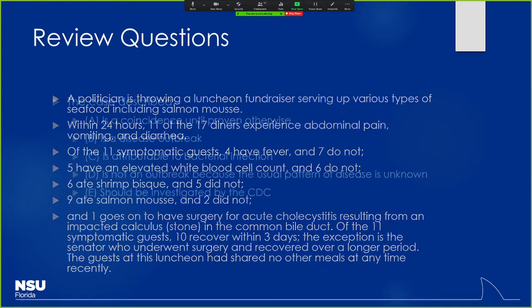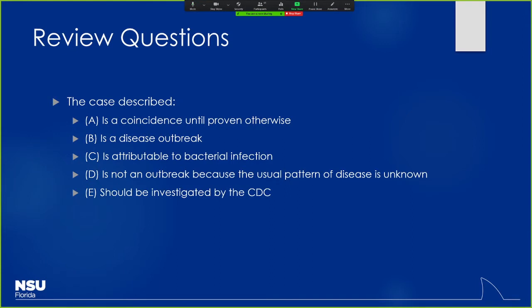So, based off all that information, off the case described, would we consider this to be a coincidence until proven otherwise? Would we consider this a disease outbreak? Could you say it's attributable to a bacterial infection? Is it not an outbreak because the usual pattern of disease is unknown, or should it be investigated by the CDC?